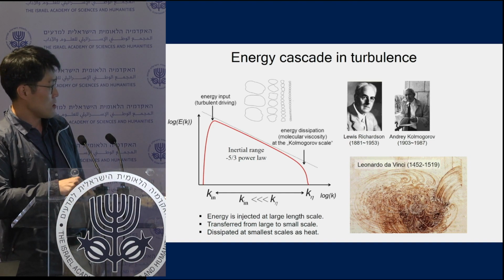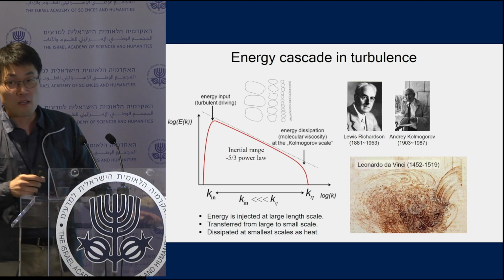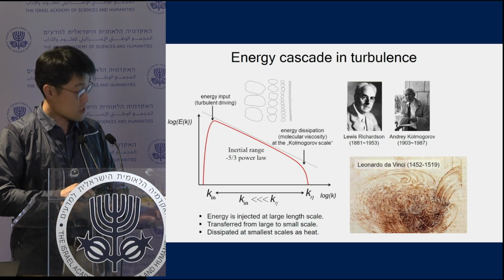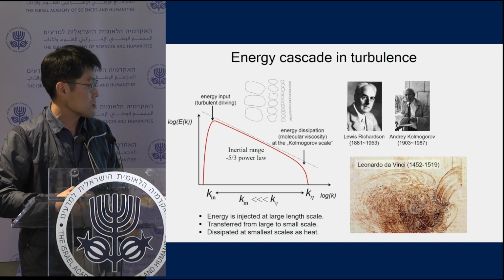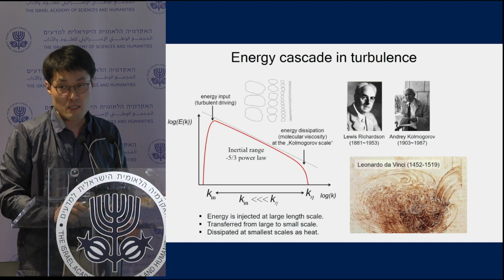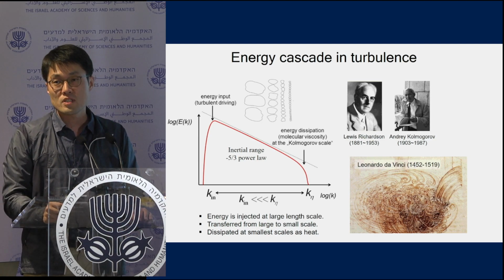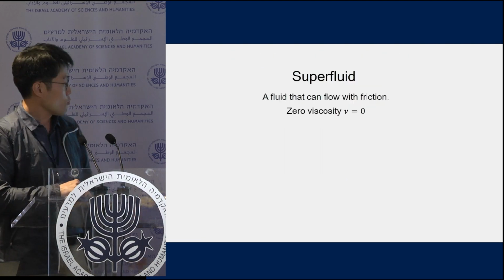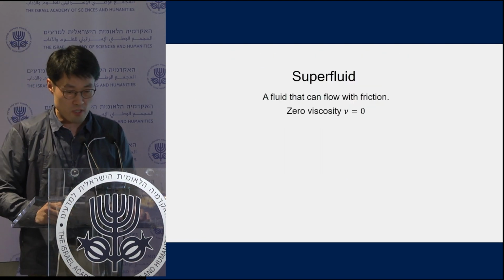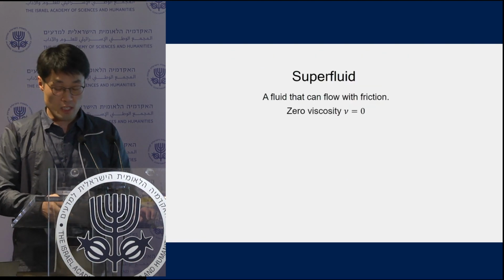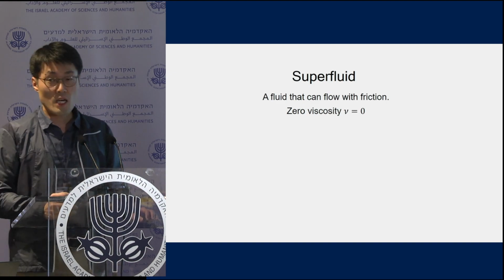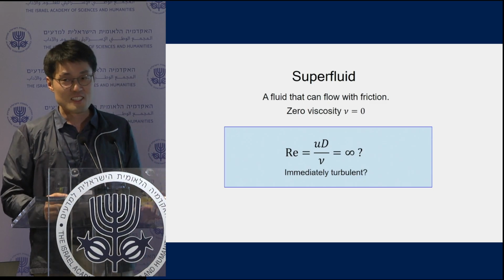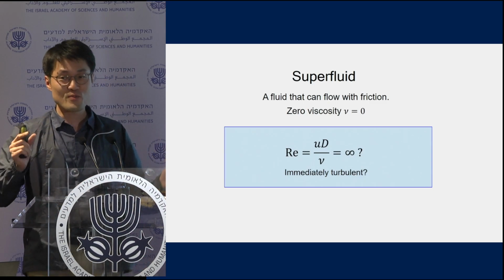And then these are some pictures. There is also a wonderful mathematical description of this energy cascade, named the Kolmogorov scaling, which has a special exponent in the power law of the spectrum in terms of wave number. So those are the key features of classical turbulence systems. Okay, now I want to move to the superfluid system. Clearly, a superfluid has zero viscosity.